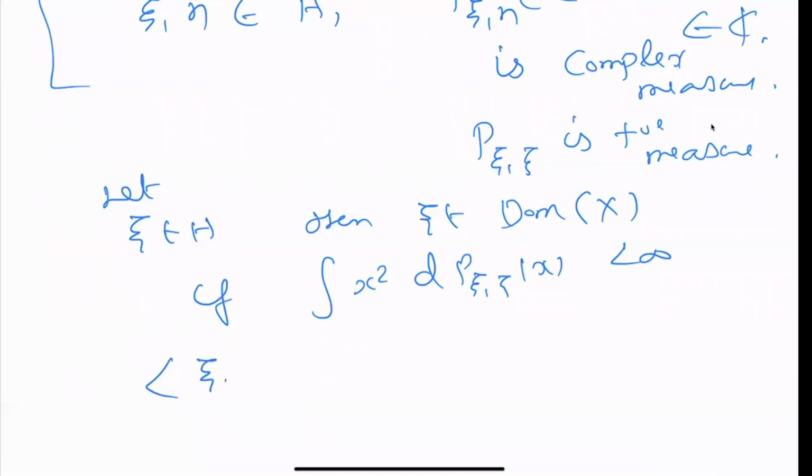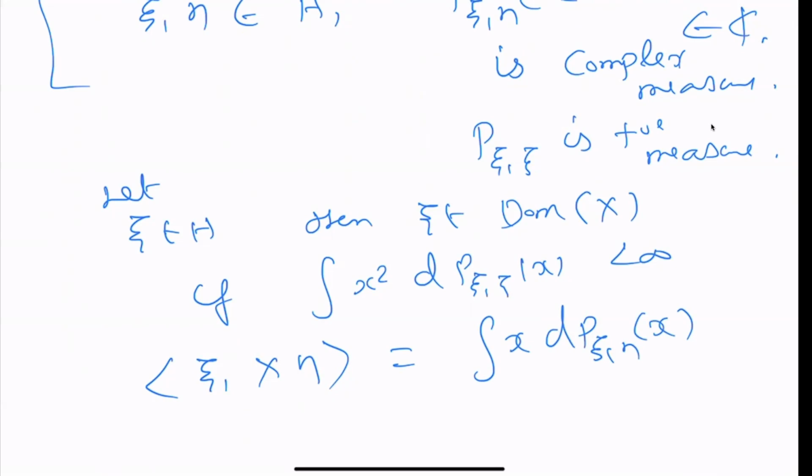So you have this inner product of xi with X eta. To know X, this is what you have to know, for all xi and for all eta in the domain. This is equal to the integral of x dP xi eta of x. This is an integral with respect to a complex measure, which you can define. In fact, any complex measure can be decomposed into real measures, and real measures can be decomposed into positive parts. All these things work well.